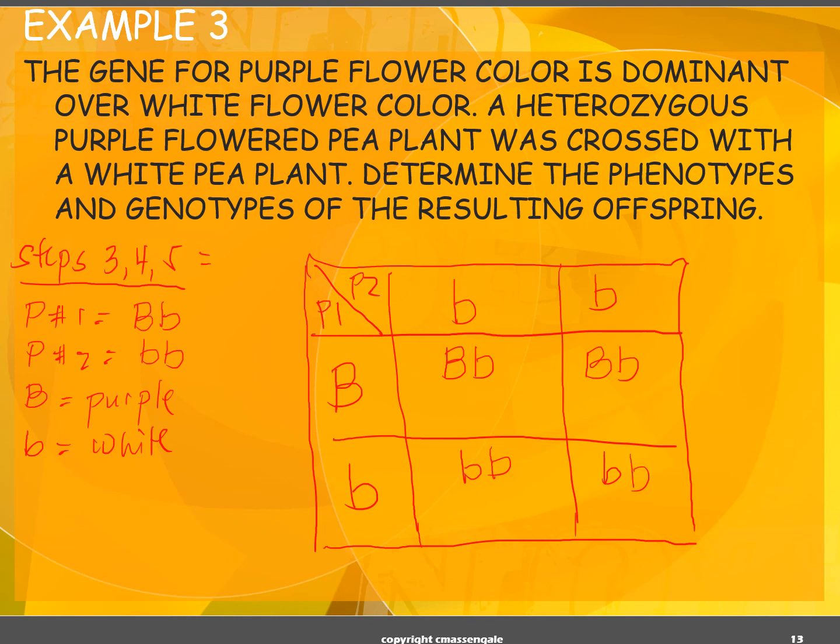So this one, capital B, small b. So this is color purple. So as with this. So this is also purple. And this one is small b, small letter b. This is color white. And so we have here white. Okay. So now let's proceed with steps number 6 and 7.